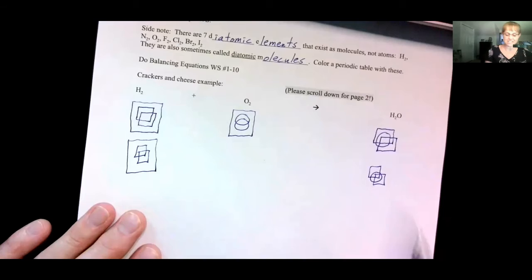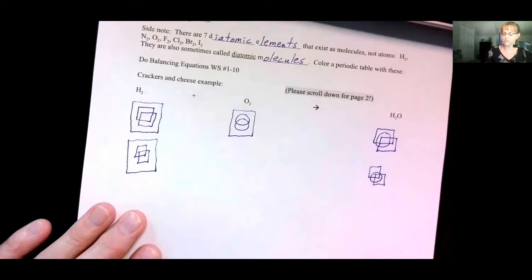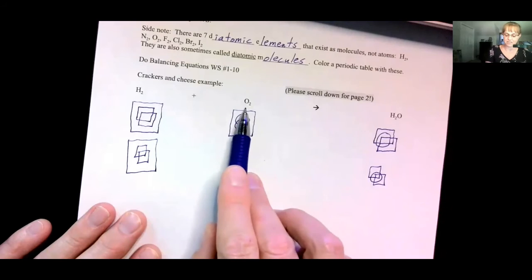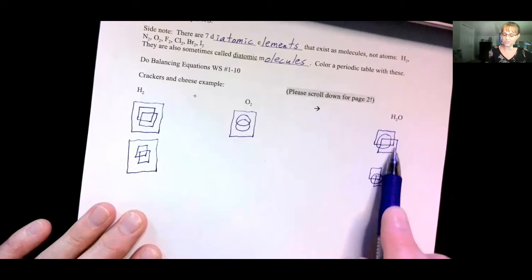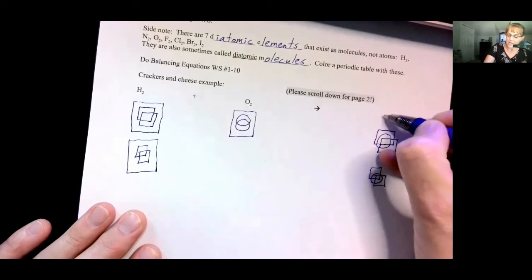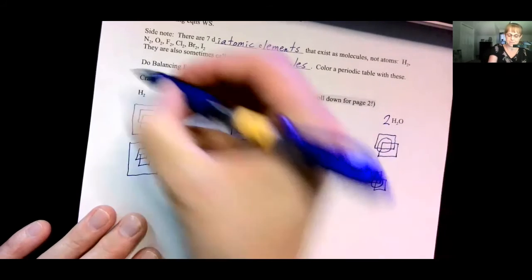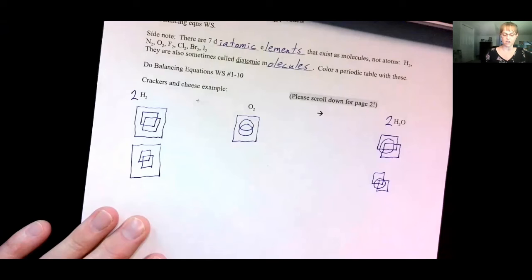So when we balance this equation, we have 2 hydrogens before we start and 2 hydrogens after. But we have 2 oxygens before and only 1 oxygen after, just like 2 hydrogens, 1 oxygen, 2 crackers, 1 cheese. So we have to make 2 H2Os and start with 2 H2s. These are called coefficients. These are the balancing numbers that go in front of the equation.